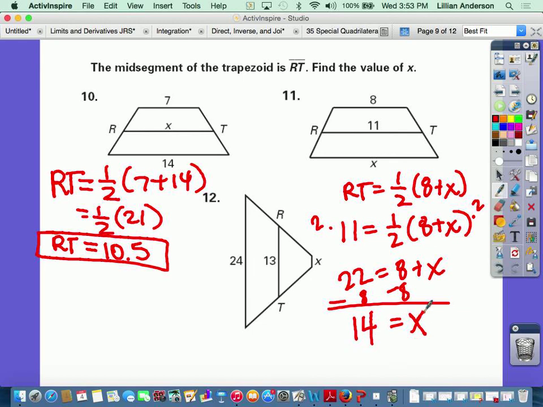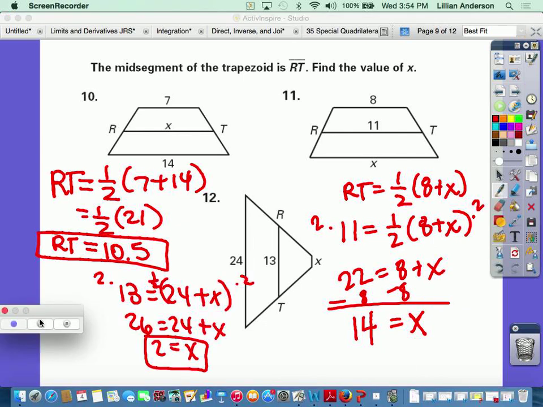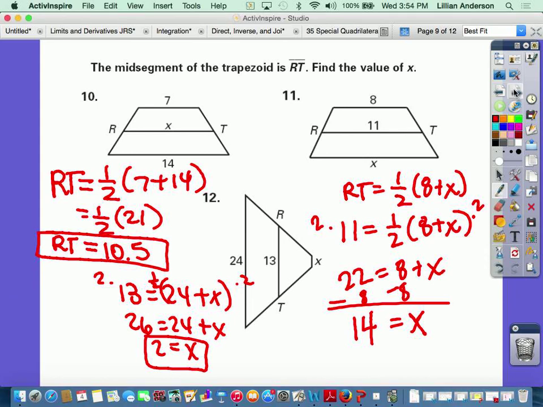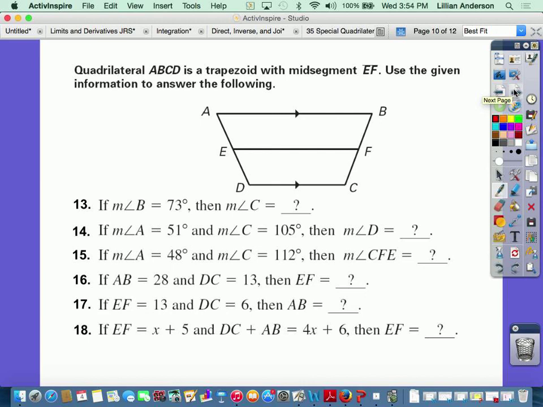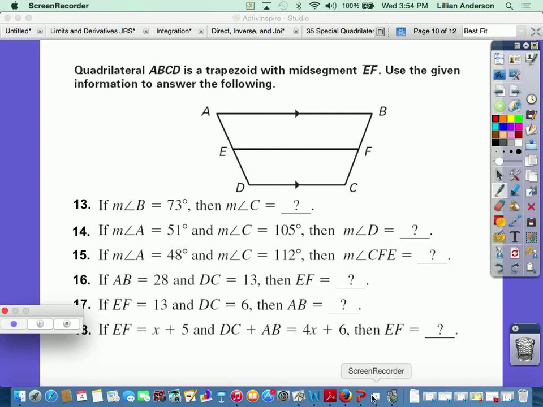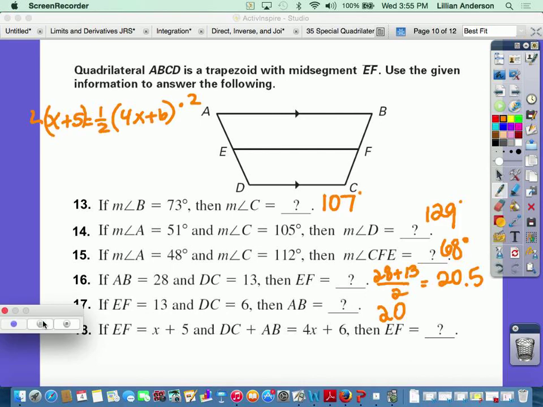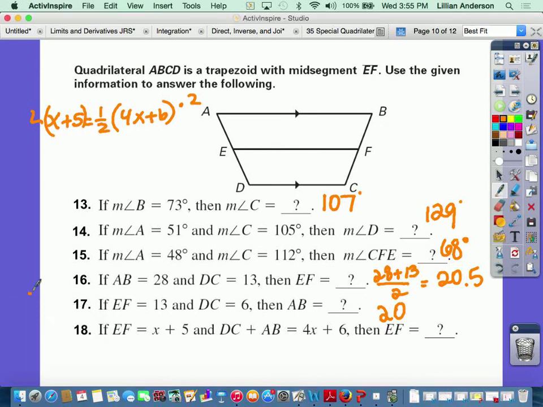Pause this video and try number 12. Did you get 2? Hope so. Your answer was 2. Look at the setup, same as before, and solve. Try the next few problems on your own, okay? Pause this video and see if you can answer these problems. All right, check 13 through 17. Hopefully you got those answers. I wanted to work out 18 before I actually put the answer up.